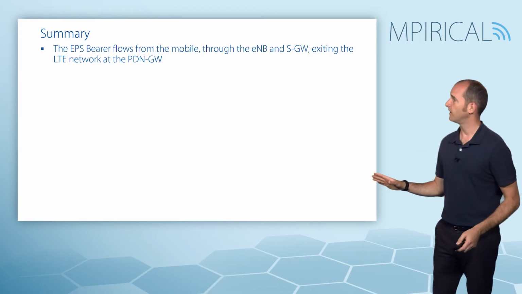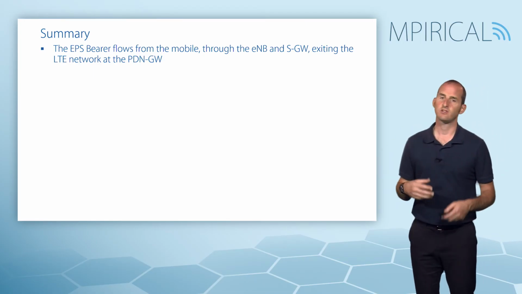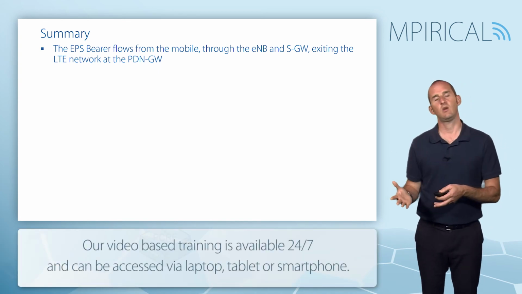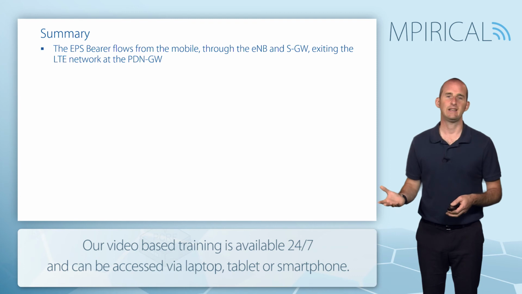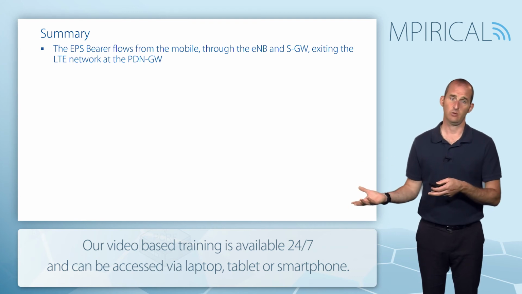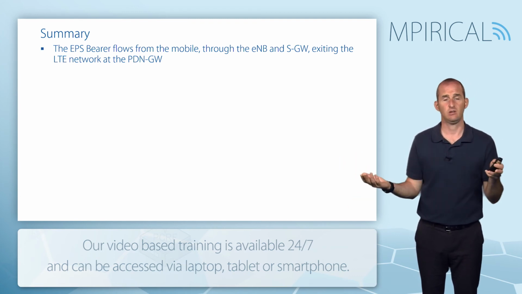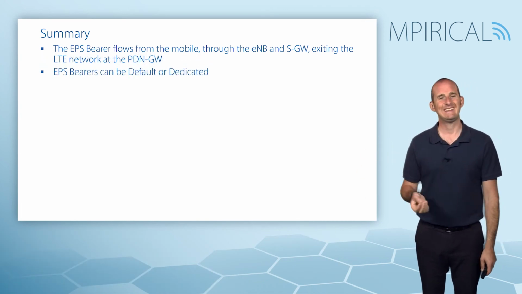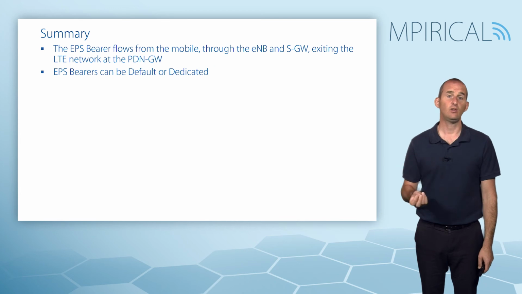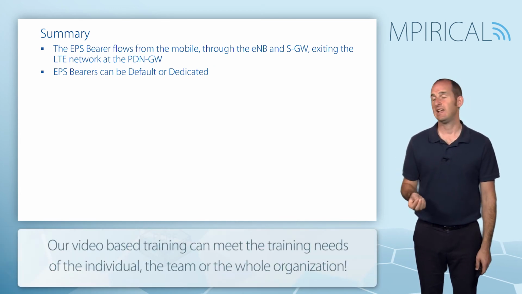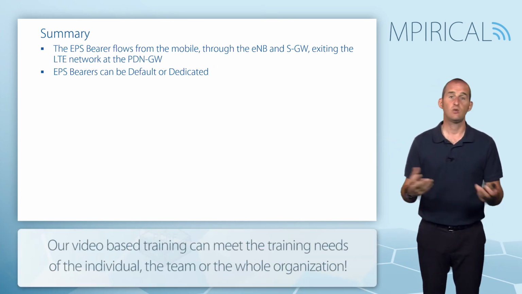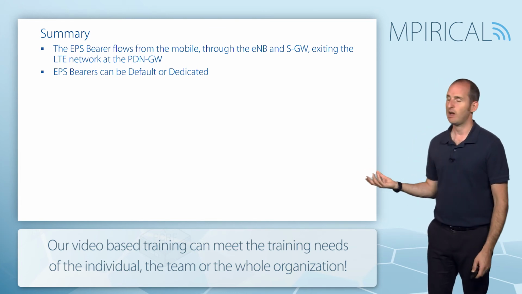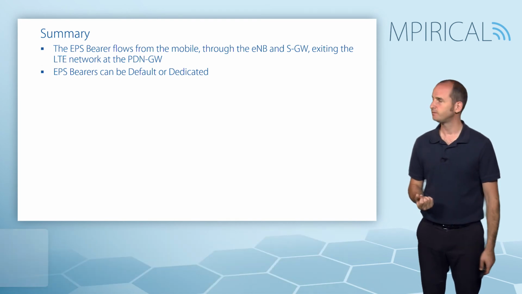So just in summary then, we saw that the EPS bearers flow from the mobile through the eNode B onto the serving gateway and then out through the PDN gateway to the packet data network. And obviously this is bidirectional. We get two kinds of EPS bearer, default and dedicated EPS bearers. The default is set up first and the dedicated is only set up if the QoS of the default isn't good for the traffic. Dedicated bearers are much more transient.